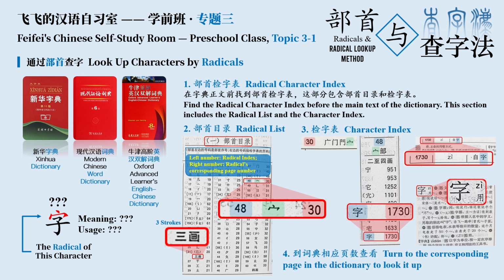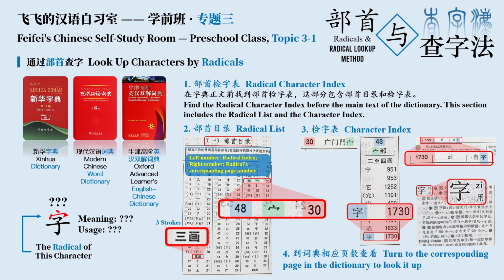A dictionary is a reference book for us to recognize and learn a language. So learning to use a dictionary to look up Chinese characters is very important. In this lesson, we will focus on how to look up characters by radicals. It should be noted that our course takes the 6th edition of Modern Chinese Word Dictionary as the standard.